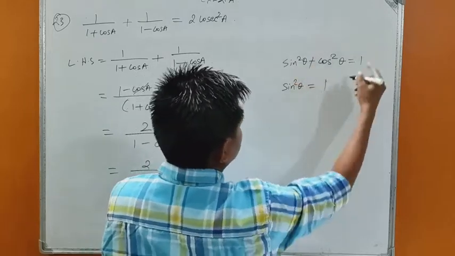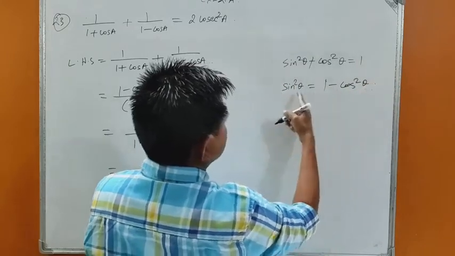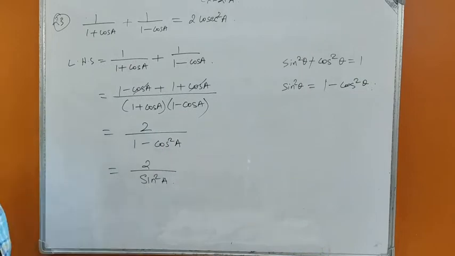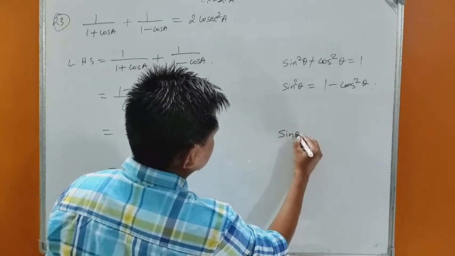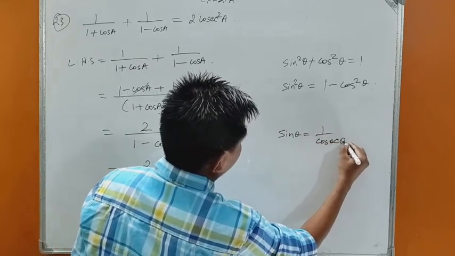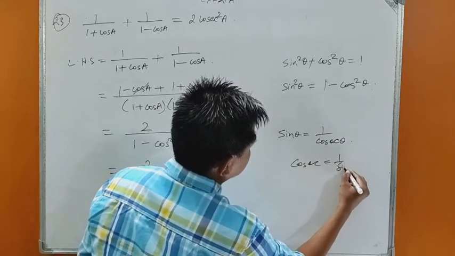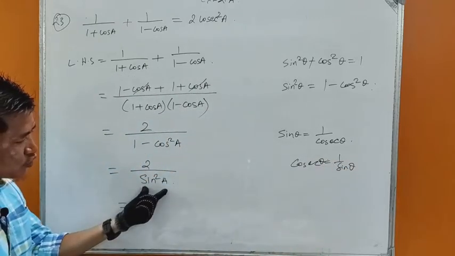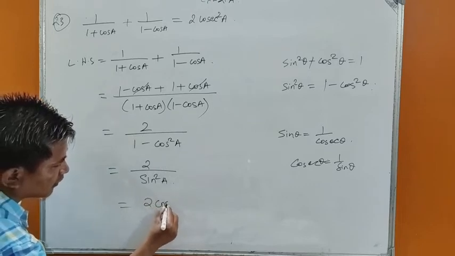So plus cos square theta becomes minus cos square theta. So 1 minus cos square theta is sin square theta. So instead of 1 minus cos square A, I write sin square A. Now you know that sin theta is the reciprocal of cosec theta. Sin theta equals 1 upon cosec theta, and cosec theta equals 1 upon sin theta, isn't it? So this sin square A is in the denominator. If you take this number to the numerator, it becomes cosec square A.